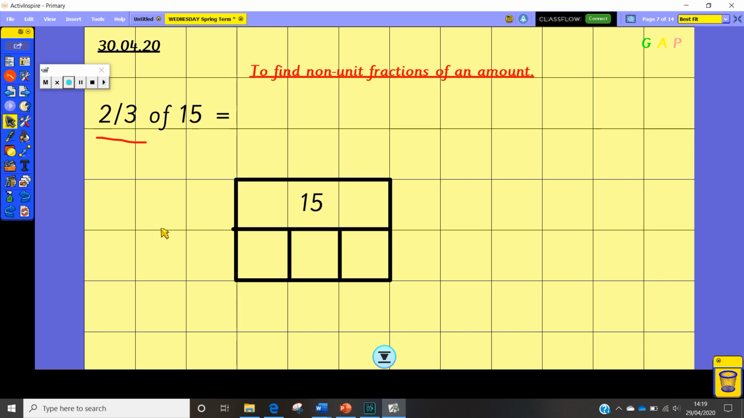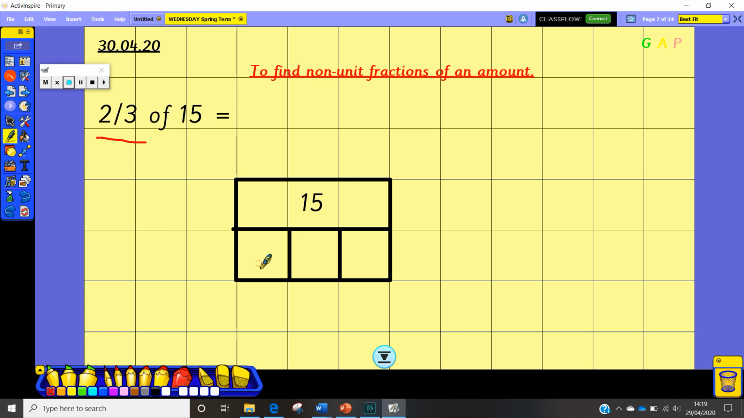Excellent, everyone, well done. I know you're keeping up, so let's count out the 15 in total. So count with me, we've got 1, 2, 3, 4, 5, 6, 7, 8, 9, 10, 11, 12, 13, 14, 15. Okay, so I'm going to stop there. 15 is my whole number.